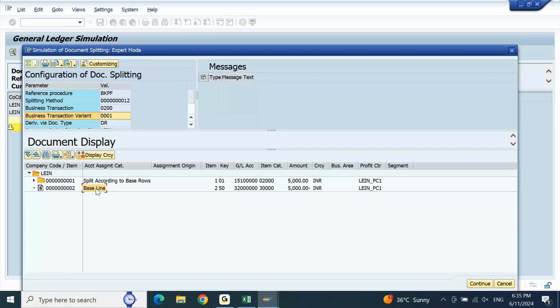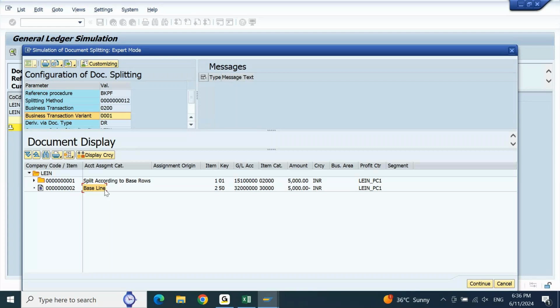Wherever you manually type the profit center, that is nothing but the base row. If you see, the base row is where the profit center is manually given by the user, and wherever the profit center is not given and the system has derived the profit center is where you are going to get split according to the base row.